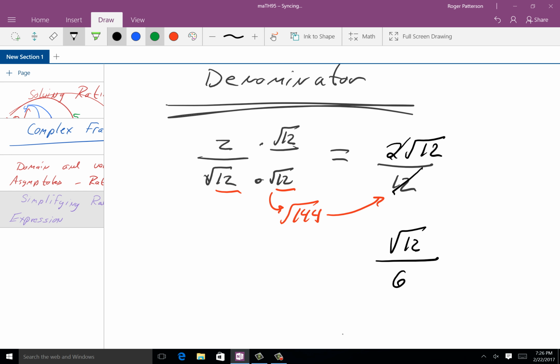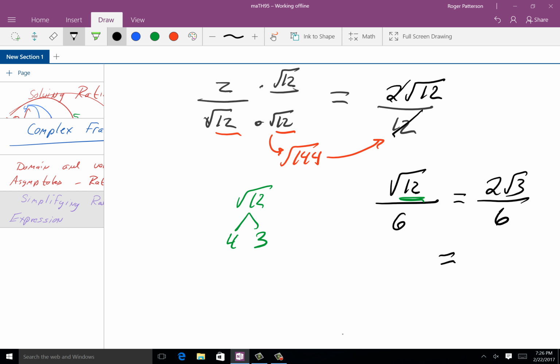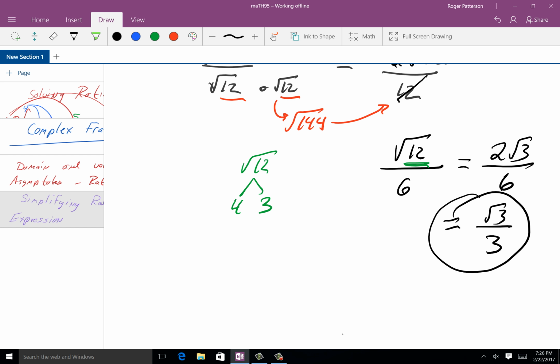That's right, we can break the square root of 12 down into 4 and 3. So now we have 2 square roots of 3 over 6. Oh, I can reduce that again. Square root of 3 over 3. All right, so that's called rationalizing the denominator. You cannot have a radical in the bottom of a fraction. But it's not too hard to get rid of. You just have to multiply it basically by itself.